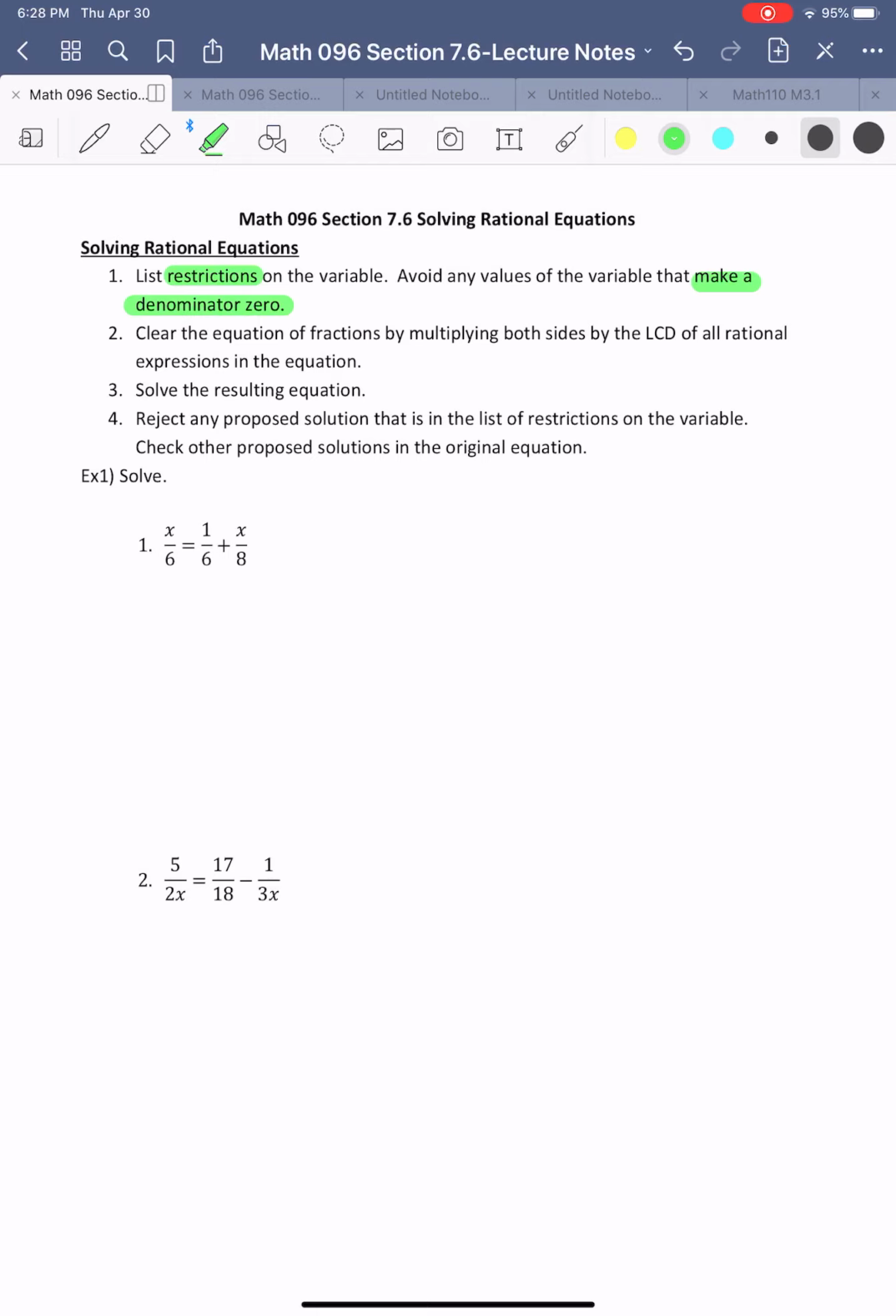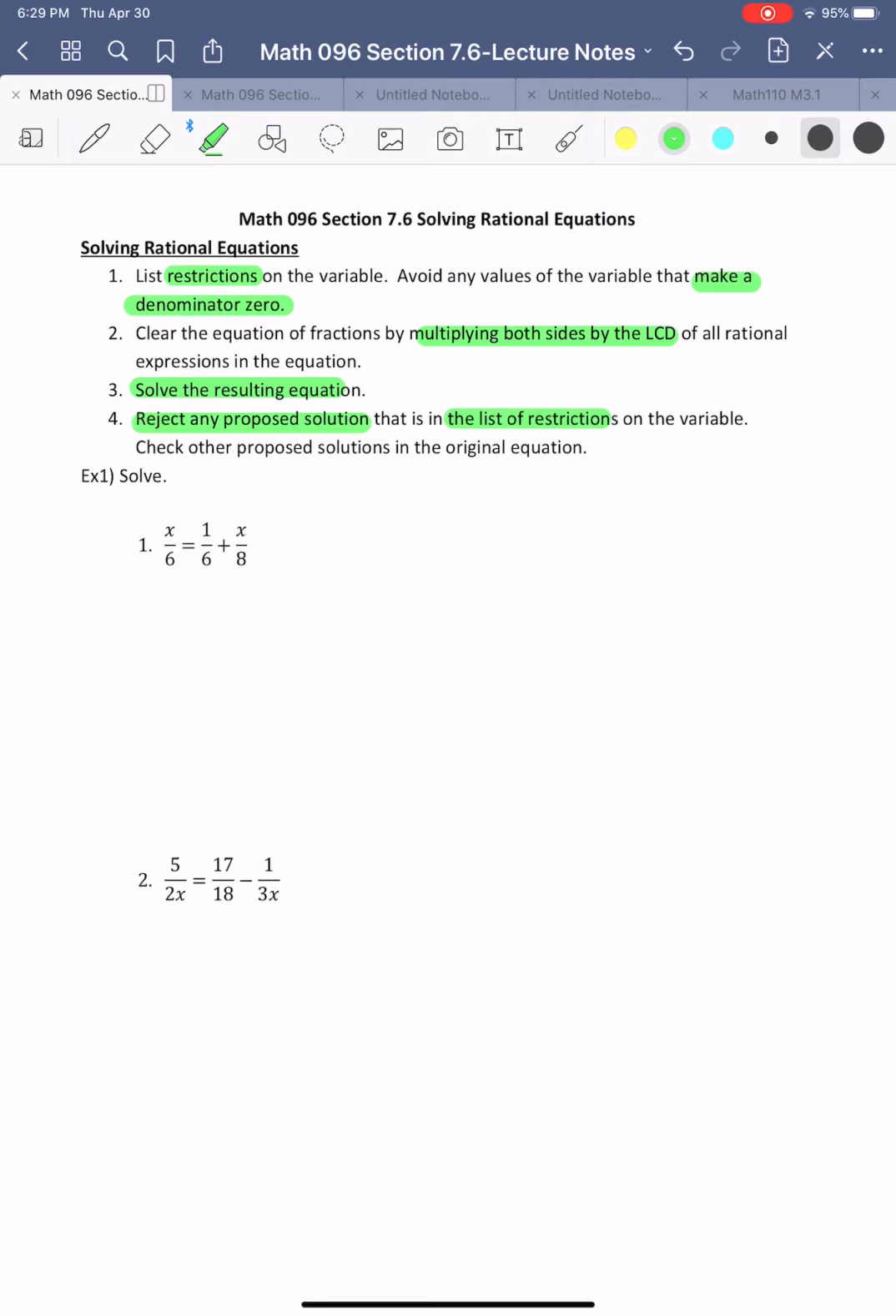And then number two, clear the equation of fractions by multiplying both sides by the LCD. And then solve the resulting equation without the fraction form. And then we need to reject any proposed solution that matches the list of restrictions. Otherwise, your solution must be fine if you don't have any mistakes.